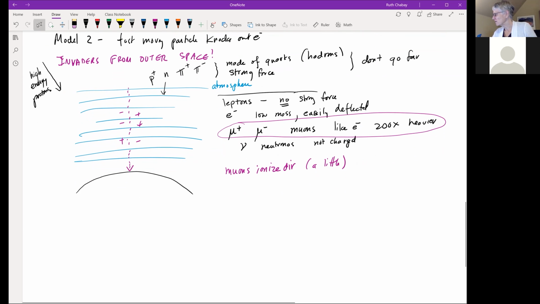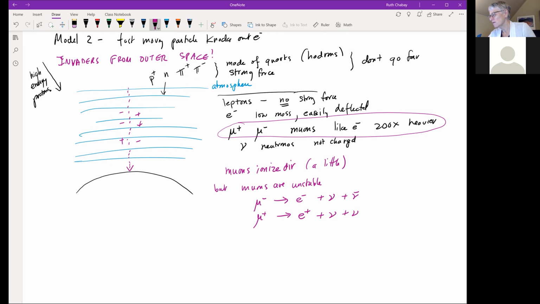There's a problem with this, though, because muons aren't stable. So a muon, a mu minus, can just decay to an electron and a neutrino and an antineutrino, or a mu plus can decay to a positron and a neutrino and an antineutrino. And the lifetime is about 2 microseconds. So 2 times 10 to the negative 6 seconds.